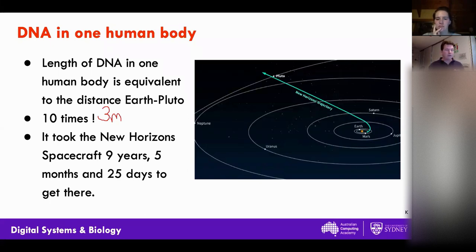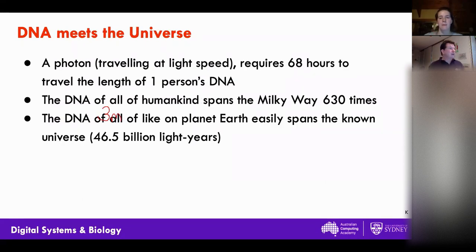Now, the cells have more or less identical copies of the DNA, but just imagine the amount of code that is in one human body. If you think about this, Pluto's fairly far away, but put this into perspective. The New Horizons spacecraft that flew past Pluto a couple of years ago took 9 years and 5 months to get there. And that is the fastest spacecraft NASA has built yet. So even the fastest spacecraft takes 9 years to get to Pluto, and that is just 10% of the length of a strand of the DNA of one human. One person. So there's a bit more to that.